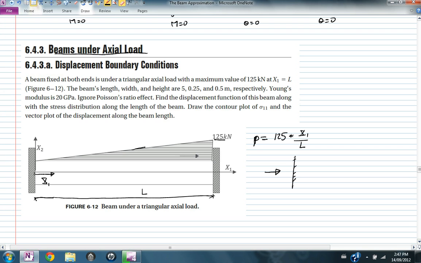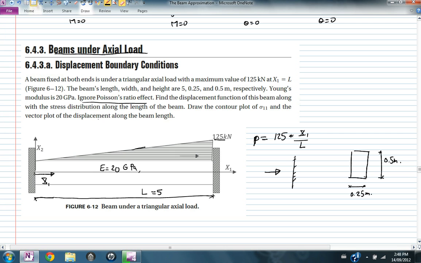The beam's length is 5 meters, so L is 5. And if I look at the cross section of the beam, the width is 0.25 meters and the height is equal to 0.5 meters. And Young's modulus, E, is equal to 20 gigapascal. And as usual, ignoring Poisson's ratio. We need to find the displacement and the stress, and we need to draw the contour plot of sigma 1 and the vector plot of the displacement along the beam. I would like to know what the value of sigma 1 is throughout the whole beam.